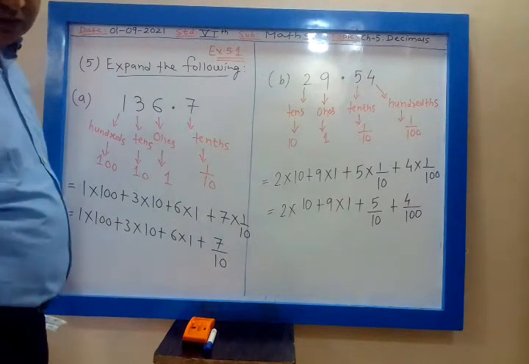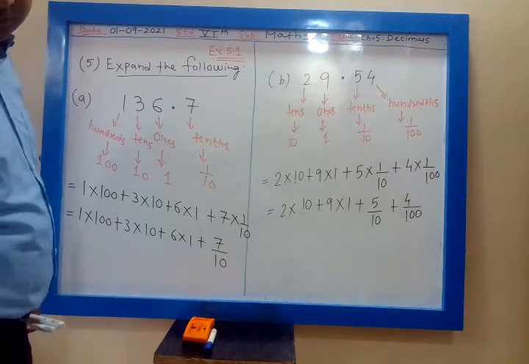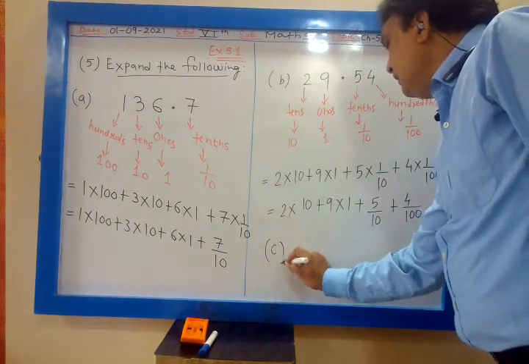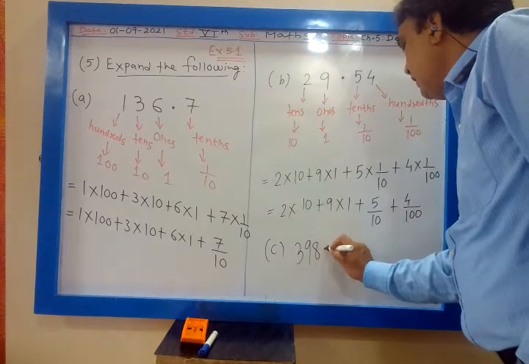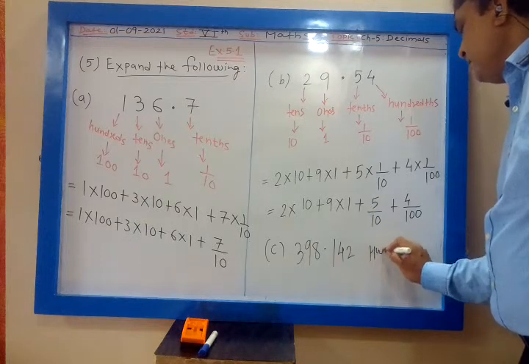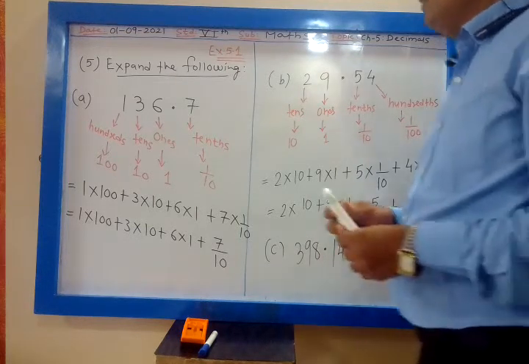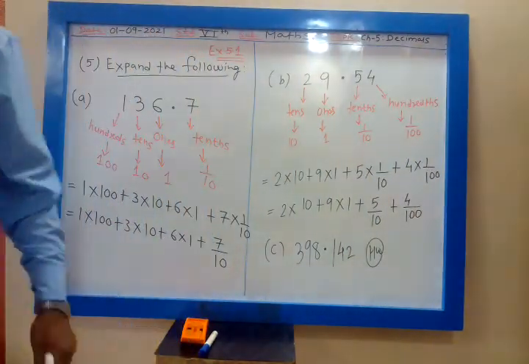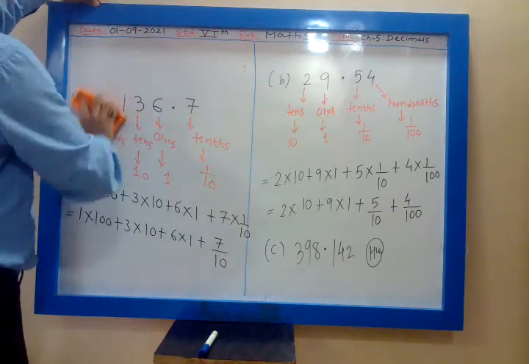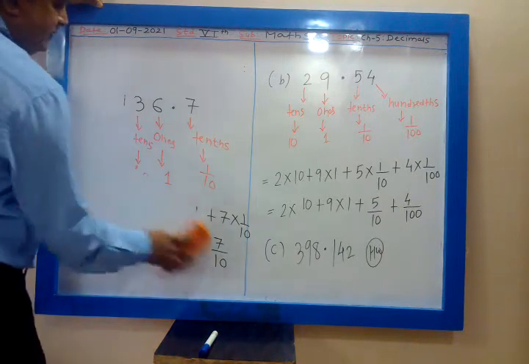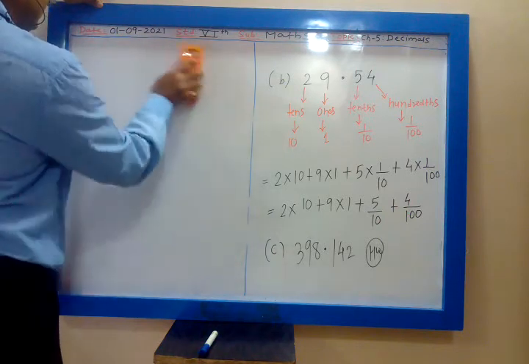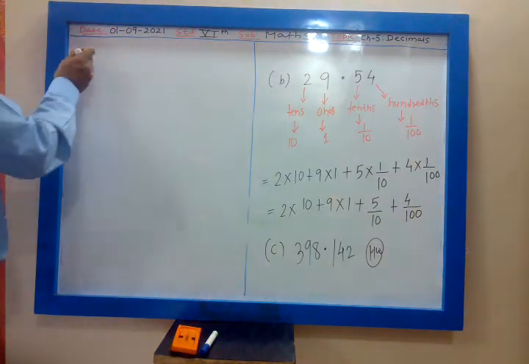Okay. Now 398.142, C will be homework. 398.142 will be homework. Then D is 1.008.